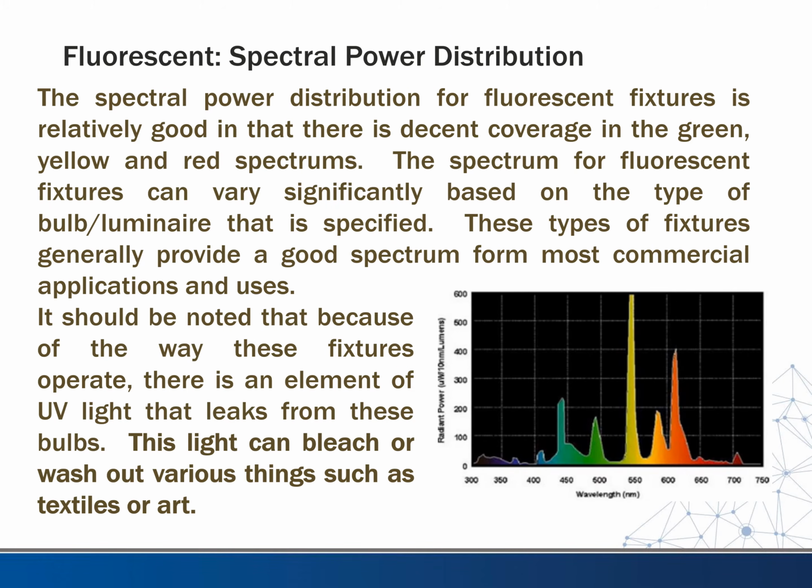It should be noted that because of the way these fixtures operate, there is an element of UV light that can leak from the bulb. Remember, it generates UV light that illuminates the phosphor. So that being the case, you have to be careful because this light can bleach or wash out various things such as textiles or art. In an art museum, fluorescent lighting is usually a bad choice because it can damage the artwork over a long period of time.